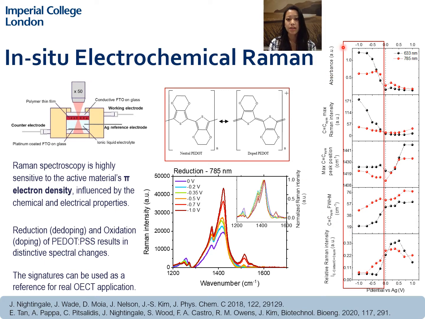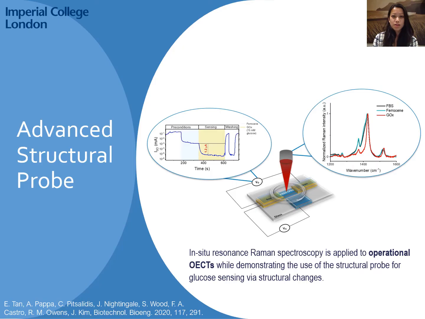And we can see that there is a distinct difference between the reduction and oxidation regime for all the spectral features, which means that there are certain signatures corresponding to the electrochemical doping and de-doping of PEDOT PSS. So now that we've built a database of signatures for electrochemical doping and de-doping of PEDOT PSS, we can then apply this structural probe to operational OECTs for biosensing purposes using the reference signatures that we've had before.